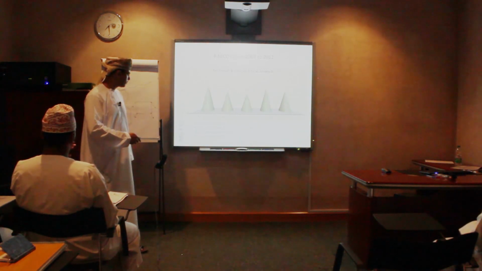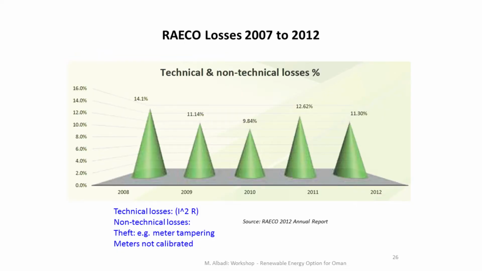Now, when we are talking about losses, it contains two components. One of them is technical losses, which engineers can calculate, I square R. You have a conductor, and that conductor is not a superconductor, it's just made of copper. So when there is current flowing in that conductor, you will have losses, right? Heat. The conductor will be heated up, and that heat will just go to the air. So these are technical losses.